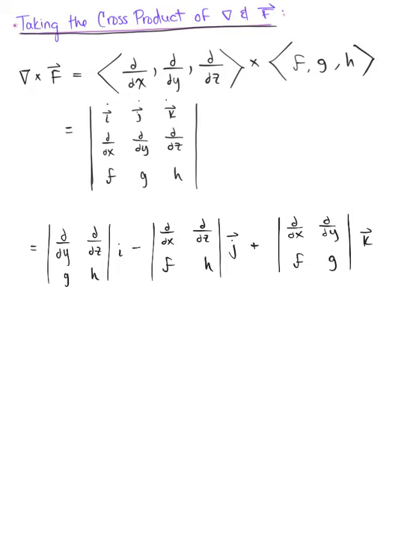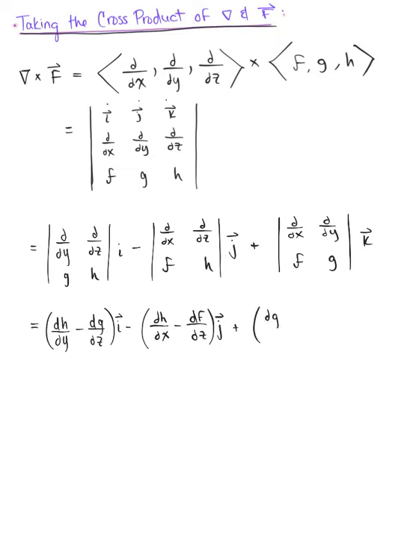And so now, taking the determinant and applying that crisscross multiplication for these 2x2 matrices, we are left with the partial derivative of h with respect to y minus the partial derivative of g with respect to z, multiplied by i hat, minus the partial derivative of h with respect to x minus the partial derivative of f with respect to z, multiplied by j hat, plus the partial derivative of g with respect to x minus the partial derivative of f with respect to y, multiplied by k hat.